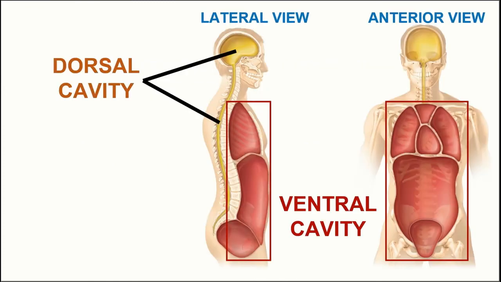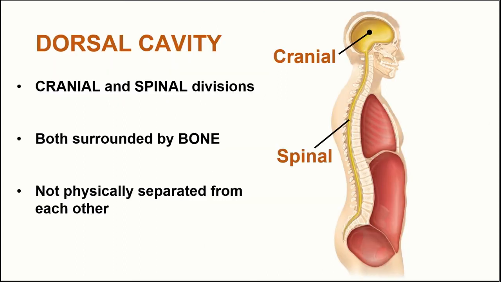So let's look at the body cavities here. If we look at the body from a lateral perspective and an anterior perspective on the right there, we see that the body has 2 major divisions of cavities here. We have the dorsal body cavity and the ventral body cavities here in red, I should say. So let's take a look at the dorsal body cavity first. The dorsal cavity is subdivided into the cranial cavity, which houses the brain, and the spinal cavity, which houses the spinal cord. Both of these cavities are just about completely surrounded by bone.